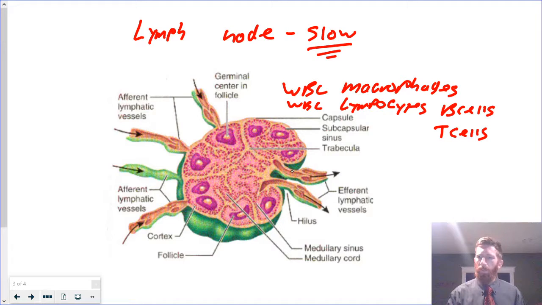Interesting to note, a little diagnostic tool here: if a person has swollen and painful lymph nodes, then usually it's a virus or a bacterial infection. If they have swollen lymph nodes that are not painful, then sometimes that can be an indication of cancer. That's just one diagnostic tool that doctors use. So, kind of interesting to know.